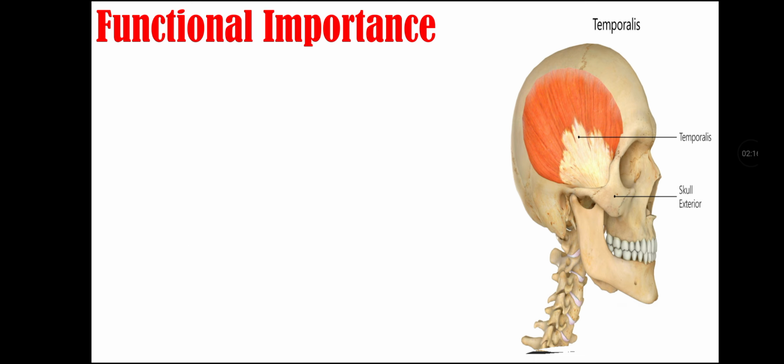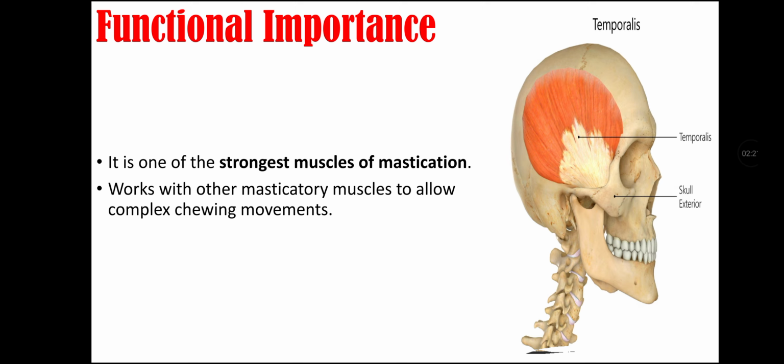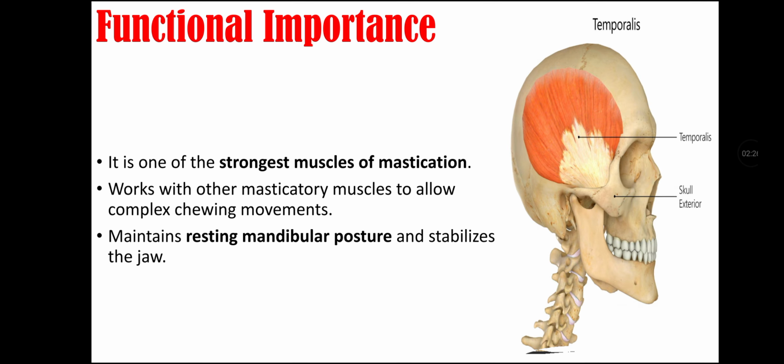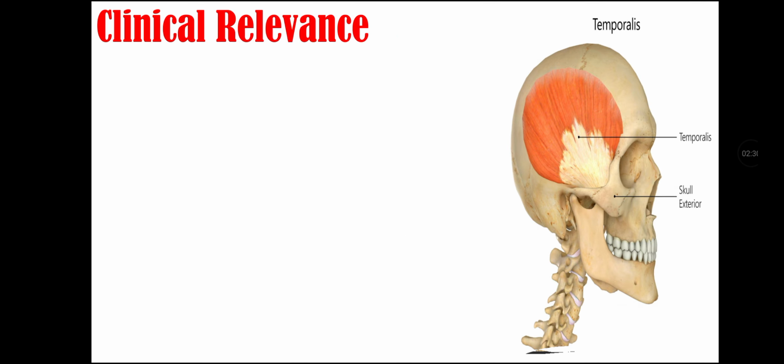Functional importance of temporalis muscle. It is one of the strongest muscles of mastication. It works with other masticatory muscles to allow complex chewing movements. It maintains resting mandibular posture and stabilizes the jaw.